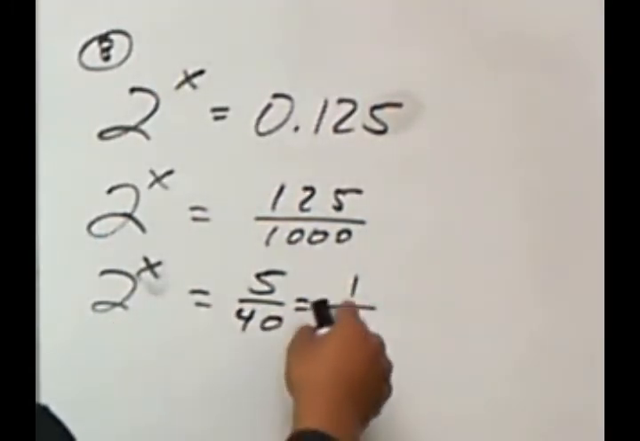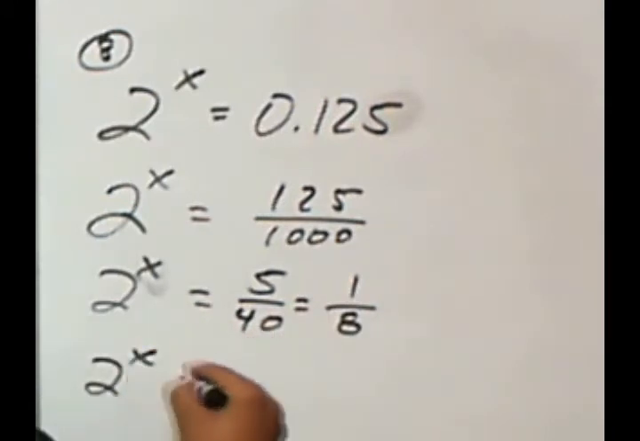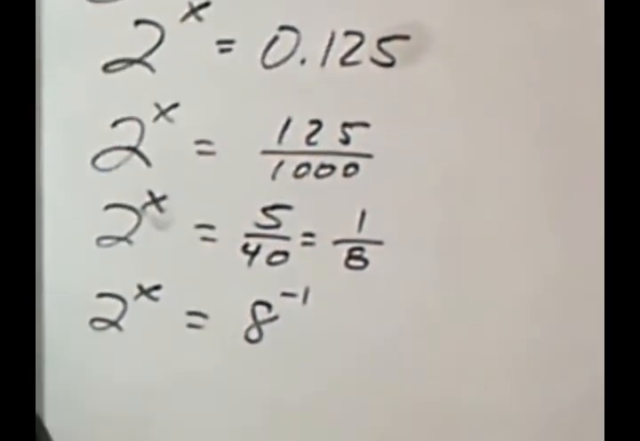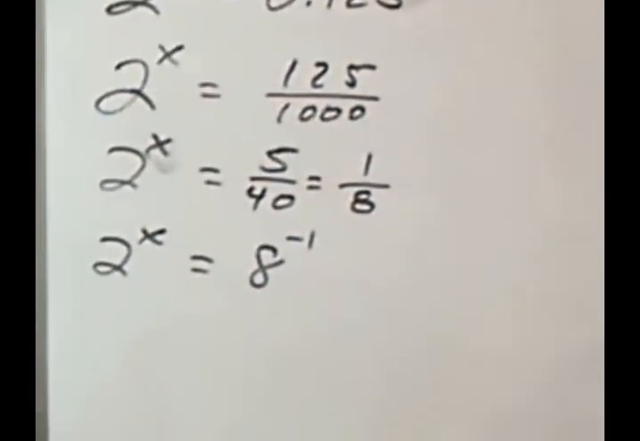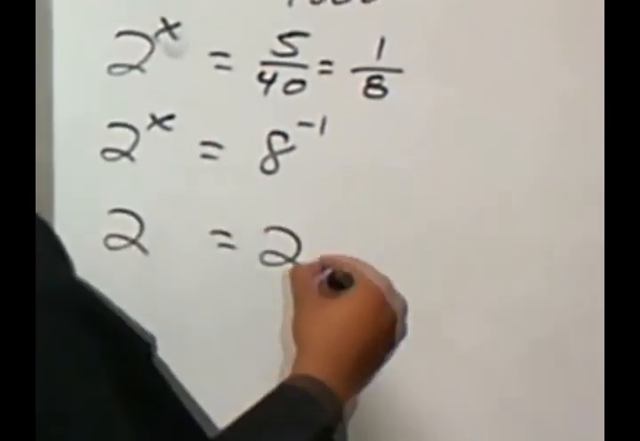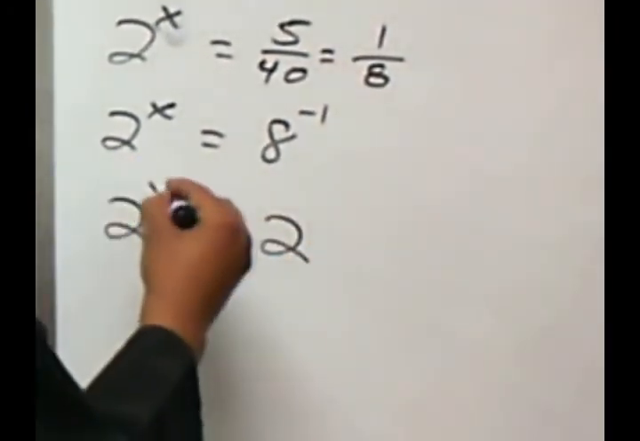I want to take the reciprocal of my 1/8, which will give me 8. This will change the power to a negative. From here, I have a base of 2, a base of 8. The common base will be 2. This remains 2 to the x.